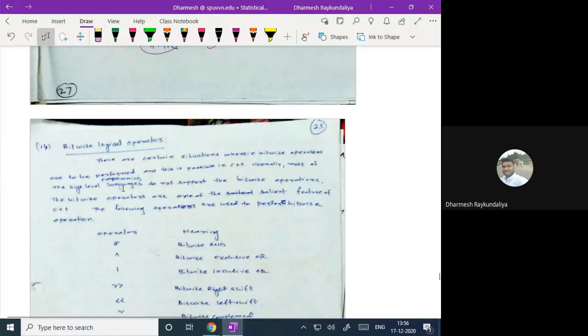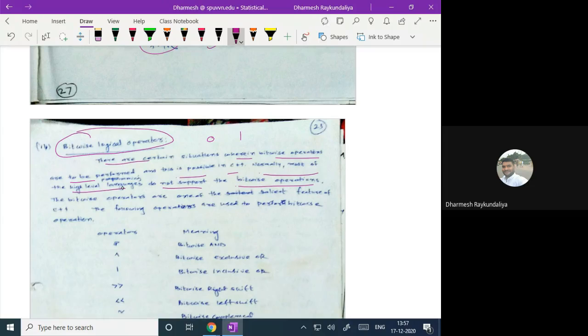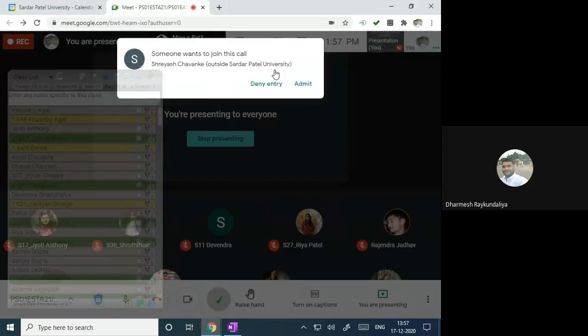Whatever we discussed are said to be comparison and logical operators. Now we will talk about the bitwise logical operators. Bitwise means they work on the binary pattern of 0 and 1. There are certain situations wherein bitwise operations are to be performed, and this is possible in C++. Normally, most high-level languages do not support bitwise operations. The bitwise operators are one of the salient features of C++. The following operators are the bitwise operators.